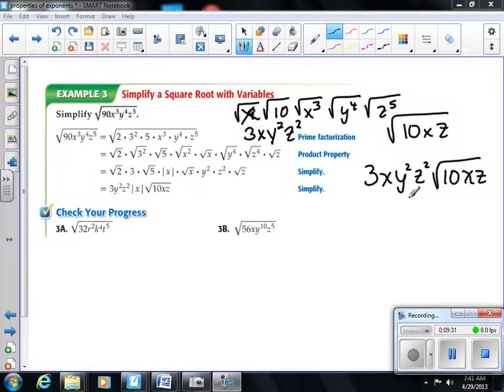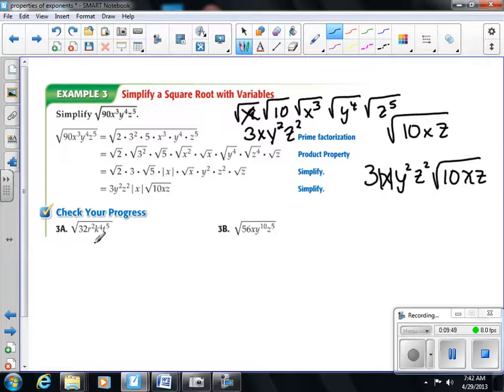Now, why do I have an x in absolute value, do you think, here? Because since I'm not taking it to a power, it actually has to be a positive number. It cannot be a negative, and that's why we include it in the absolute value symbols. All right, now let's try some.